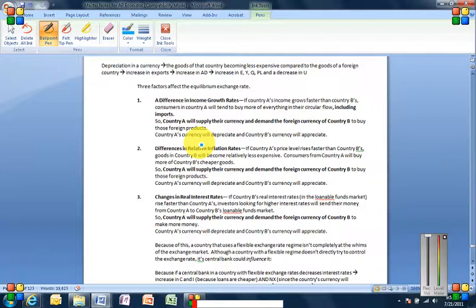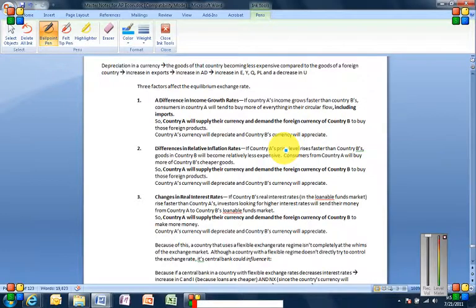But what about differences in relative inflation rates? If country A's price level rises faster than country B's, goods in country B become relatively less expensive, so consumers from country A will buy more of country B's cheaper goods. So country A will supply their currency and demand the foreign currency of country B to buy those foreign products. Same thing in the diagram we just showed. Country A's currency will depreciate, country B's currency will appreciate.